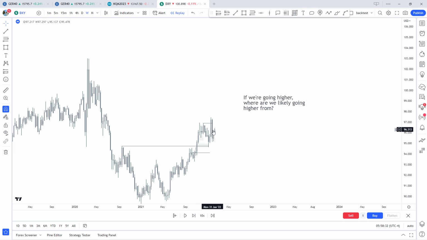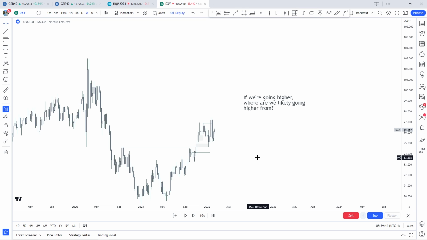And if we completely disrespect this breaker right here, we are coming lower into this order block. Again, if we ask the question, if we are going lower, where are we likely going lower from? Well, there isn't really an argument to make right now, because I can't see a clear premium array or anything. I still think we could reach up into this fair value gap right here.